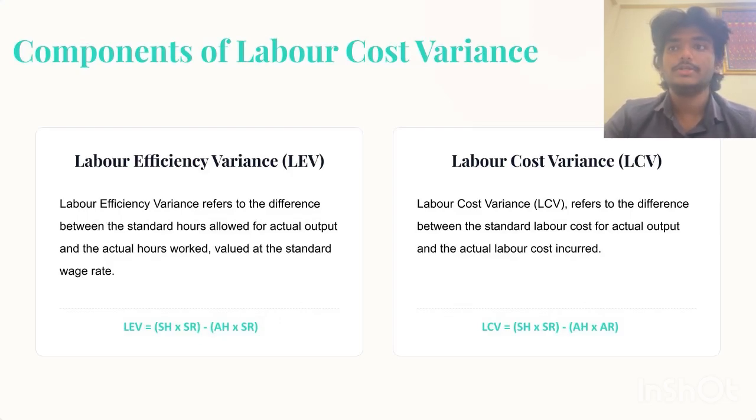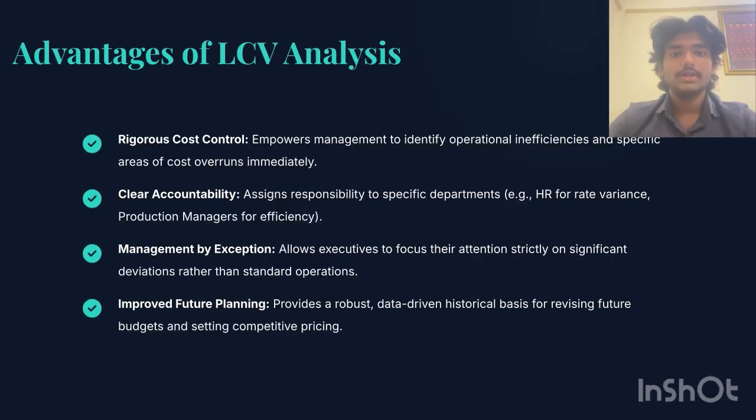Now let's move to the next slide. The next slide is about advantages of labor cost variance. First is rigorous cost control. That means we can target any particular functional area of our company to target the extra outgoing cost from the company, and then we can lower it. Second is clear accountability, which means we can assign responsibility to specific departments, for example, the HR department for rate variance and production managers for efficiency.